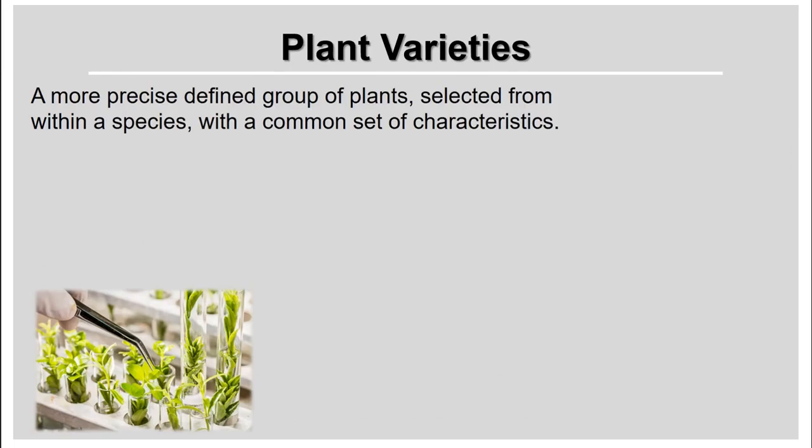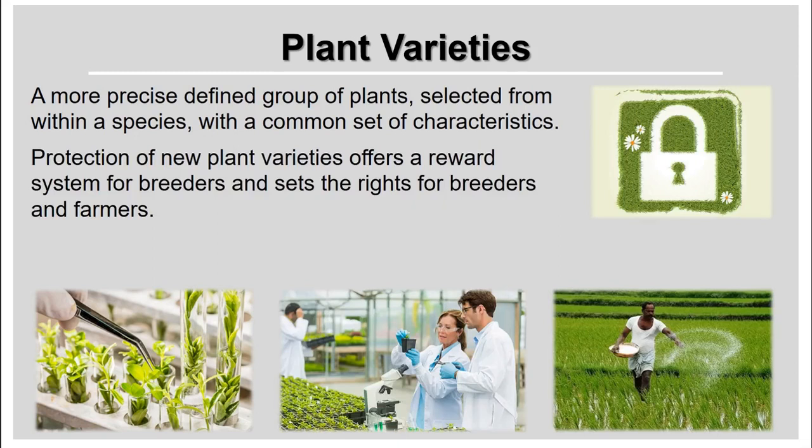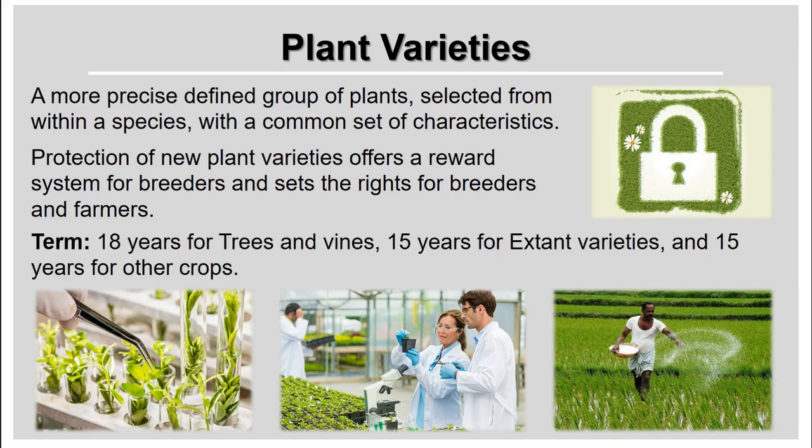Next, plant varieties. Plant varieties are precisely defined groups of plants within a species and having a common set of characteristics. So the protection of new plant varieties offers a reward system for the breeders who invest their time to develop new varieties and also sets the rights of farmers who use the seeds and grow the plants. The term of protection of trees and vines is 18 years, 15 years for extant varieties and 15 years for other crops.